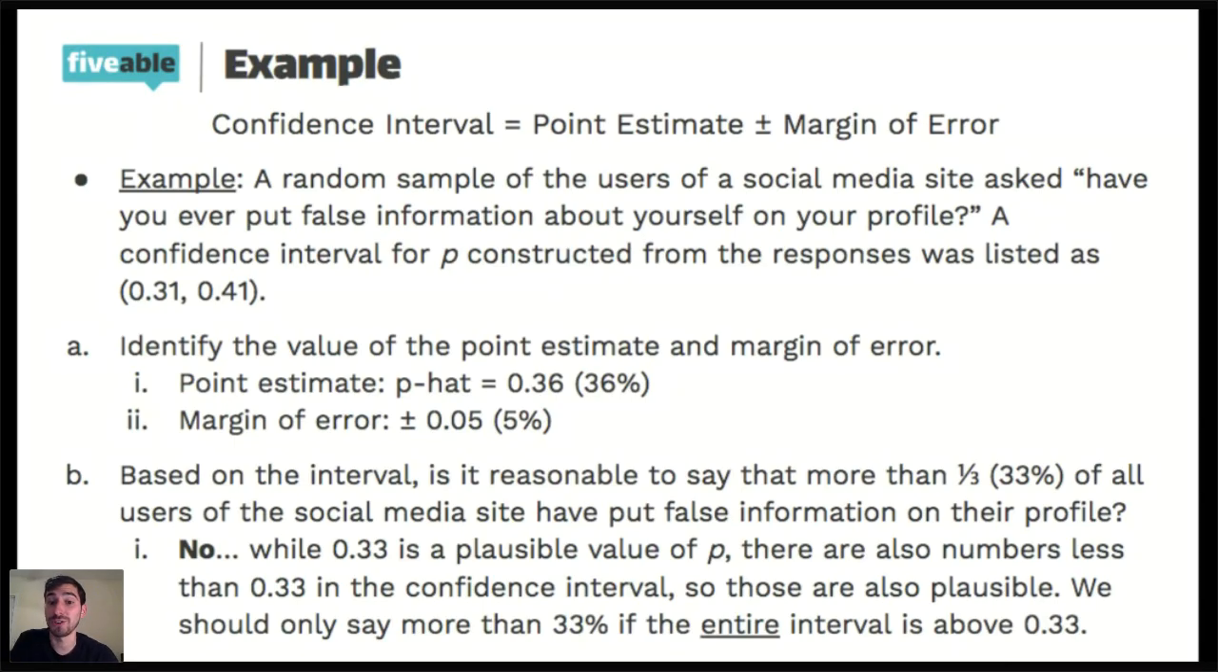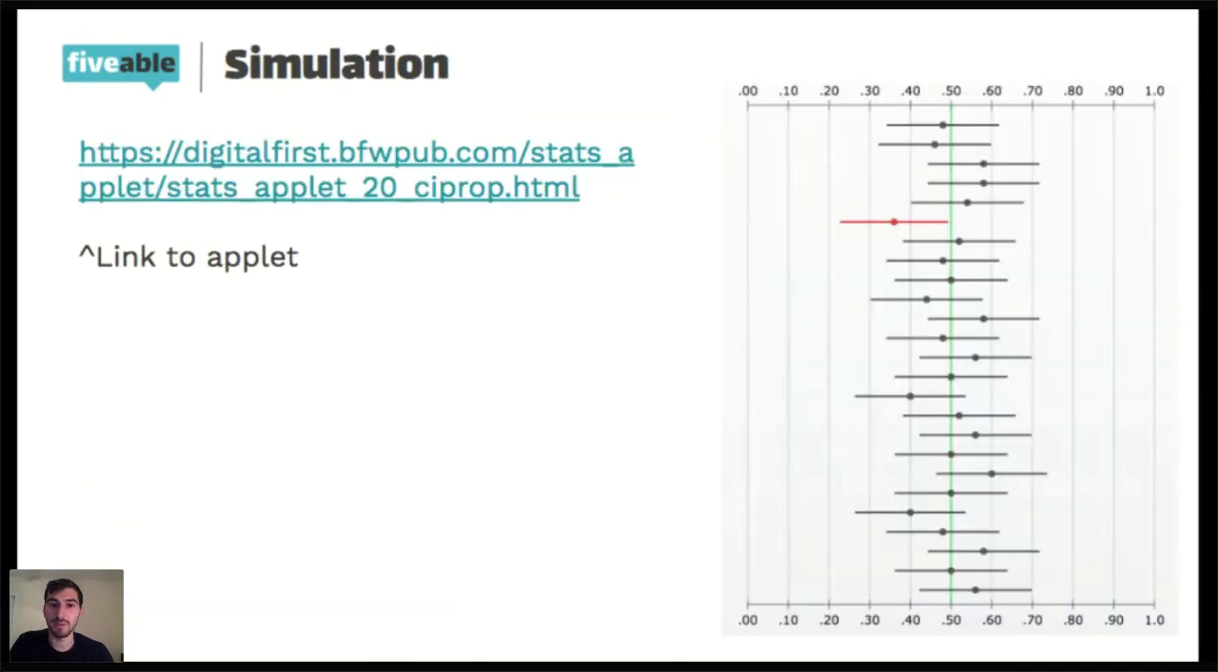The equivalent version of a hypothesis test would be if the null hypothesis was 0.33 and the alternative was greater than 0.33. Since the entire interval is not greater than 0.33, I cannot reject that null hypothesis. It's still a plausible value. I can't say for sure that everything's above that. And so there's also a connection between confidence intervals and hypothesis tests. Before we get into the actual calculations, I'm going to run a simulation.